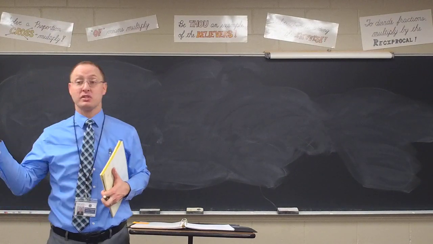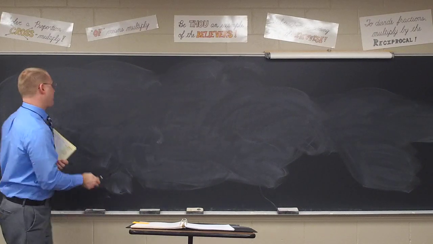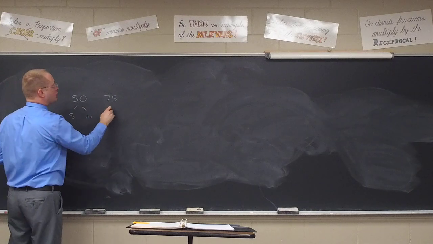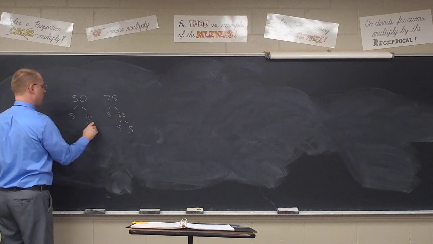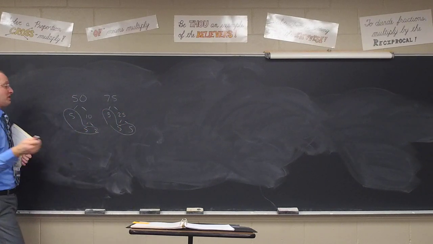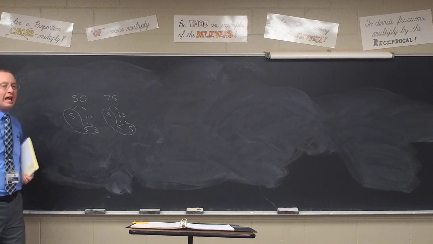Think money, class. 25, right? 25 cents is 2 quarters, 75 cents, 3 quarters. 25 is our greatest common factor. If you weren't sure about that, you could do your prime factoring here. We noticed that the factors are 5, 5, 2. The factors are 3, 5, 5. What do they both got, class? 5, 5. So 5 times 5, or 25, is the greatest common factor.